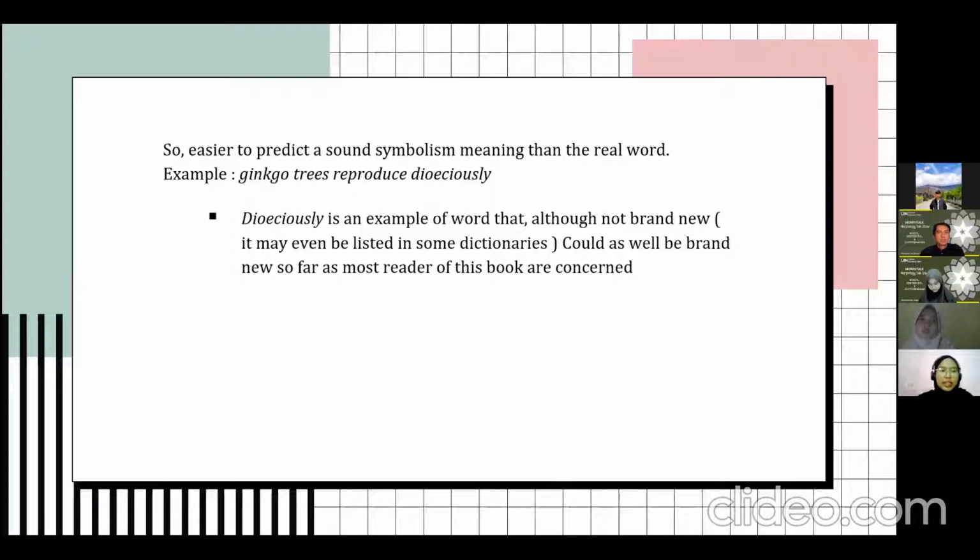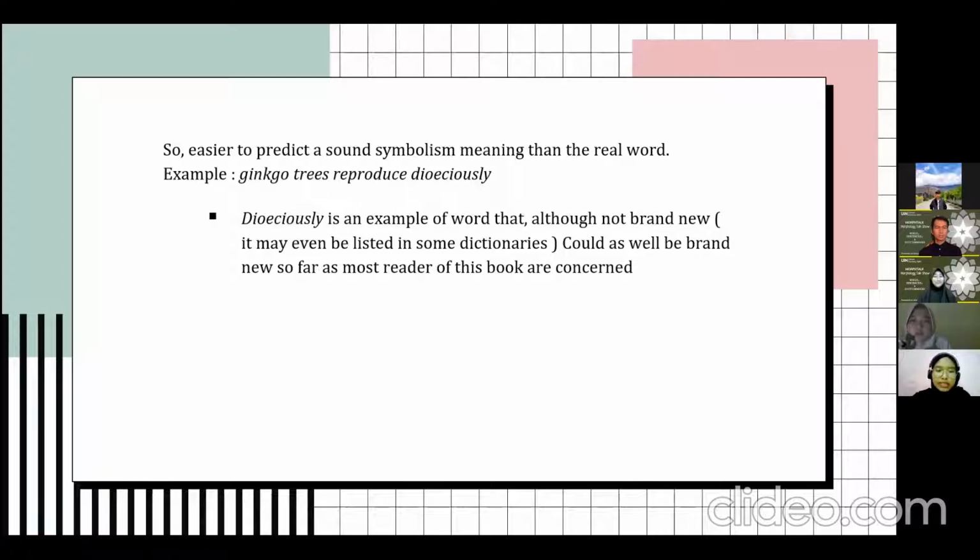So it is easier to predict sound symbolism meanings than the real word. For example, ginkgo trees reproduce dioeciously. The word that we can predict is dioeciously. Maybe some of you didn't know what dioeciously is. Dioeciously is a word from biological language, and the meaning is having male and female flowers on separate plants. So maybe you can find the meaning in dictionaries.